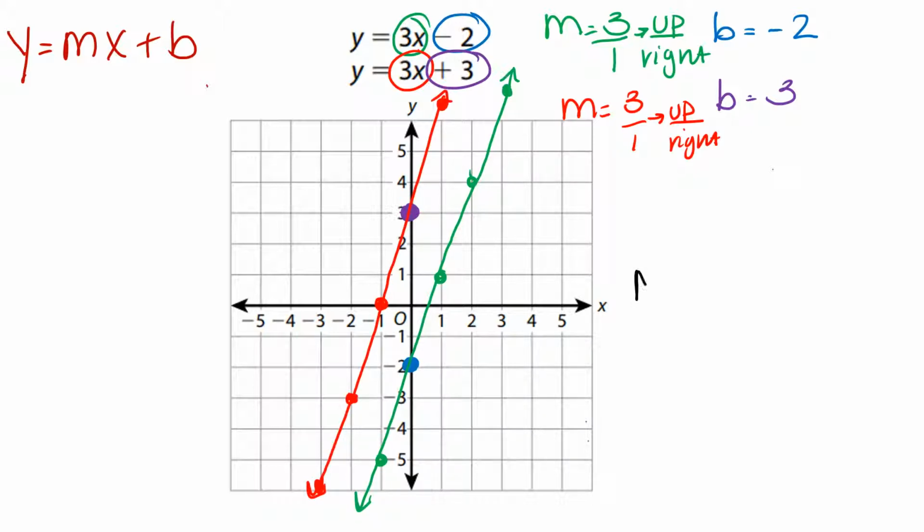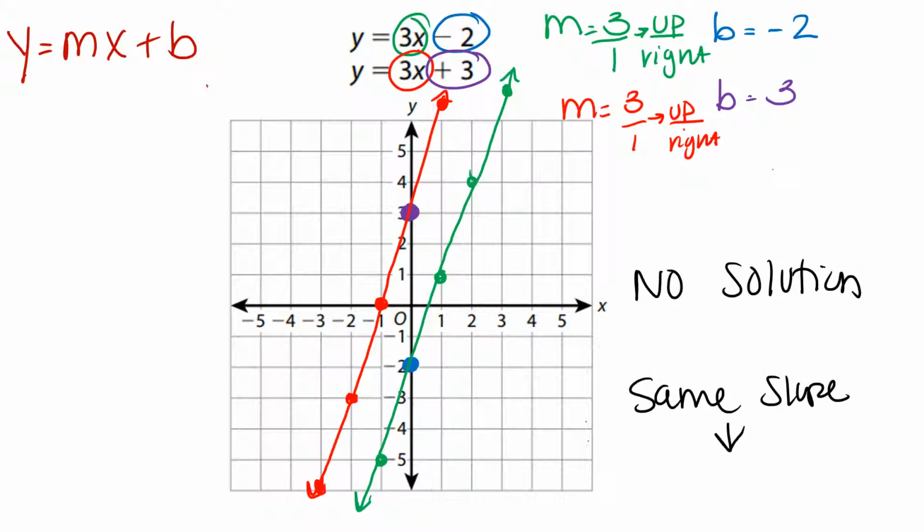These lines do not intersect. This is a no solution graph. You should have realized that immediately because we had the same slope, which represents a no solution. Both slopes in this equation were positive 3s.